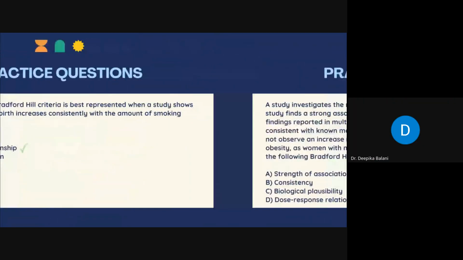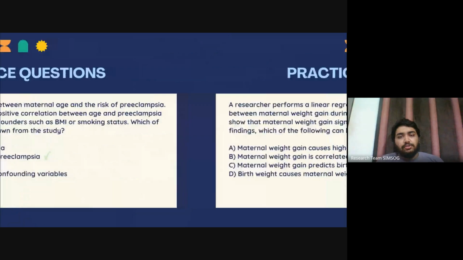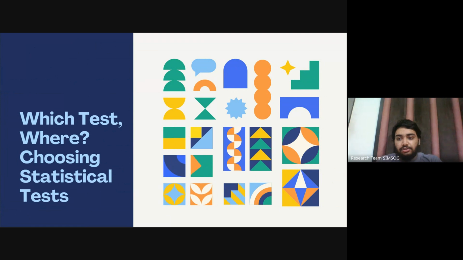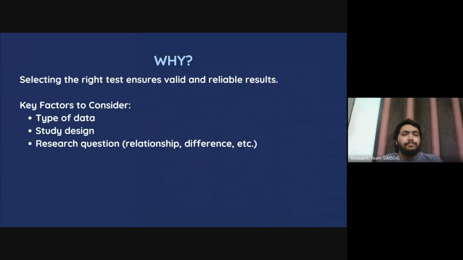Yes, thank you. So now coming to the next part, that is which test where. I have given you all the introduction of the topic. Now, why is this important? Because selecting the right test ensures valid and reliable results. Each statistical test comes with a set of assumptions, a set of parameters you have to adhere to for that test to be applicable.